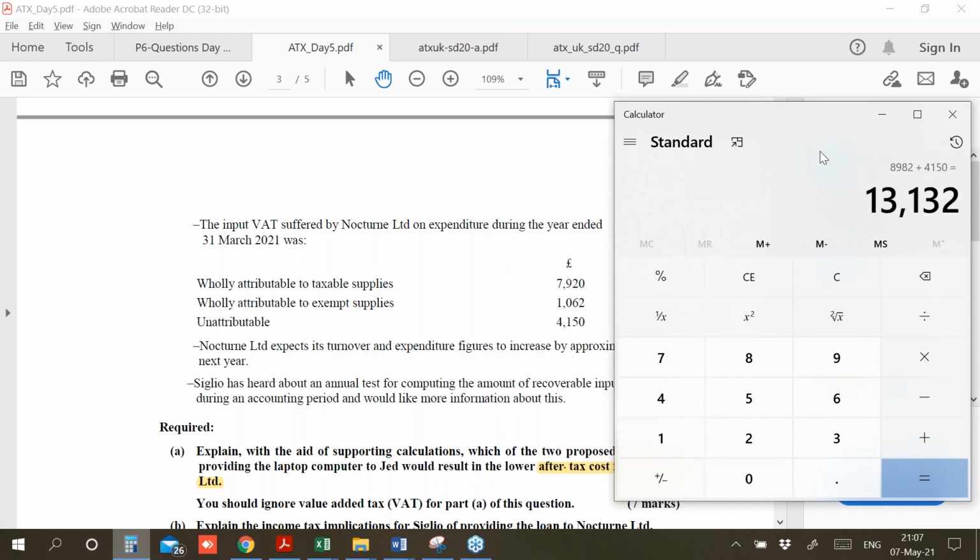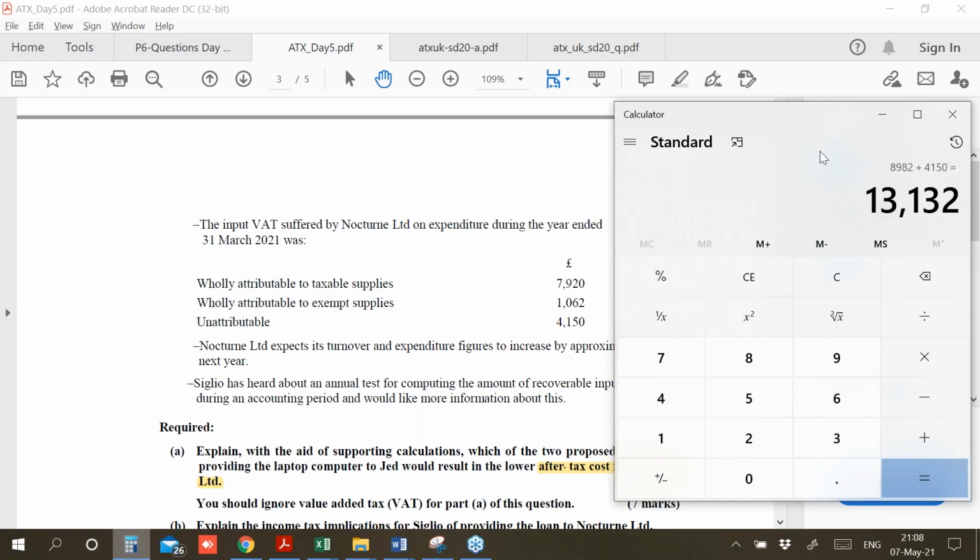So obviously I'll tell the examiner that because the total input VAT is more than 7500, it does not satisfy test 1. But even before that, I'll write that to apply the de minimis limit, there is a condition that your exempt sales should be less than 50% of the total sales, which is satisfied because Nocturne Limited has only 14% of exempt sales. And then I'll perform this calculation and explain that test 1 is not satisfied.